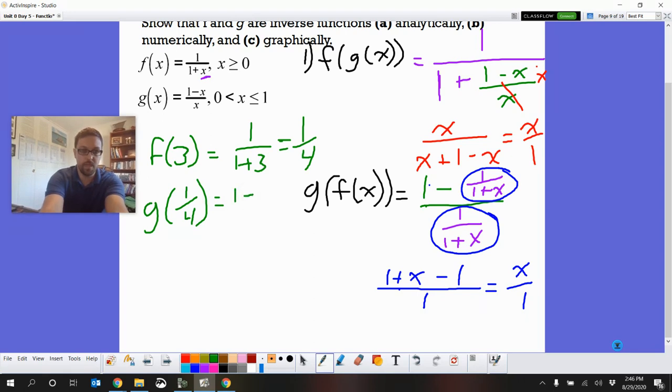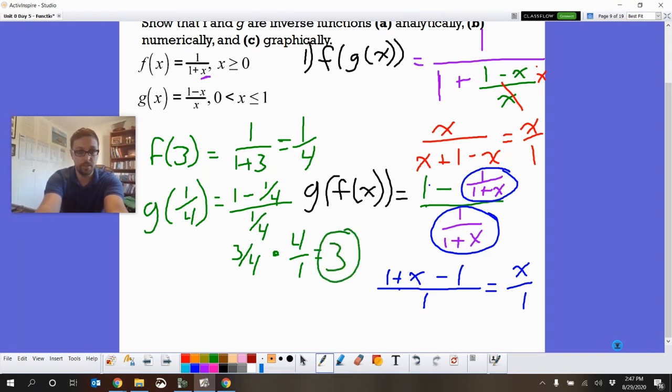So I get 1 minus a quarter over a quarter. So that's 3 quarters. And I'm going to multiply by the reciprocal, because dividing by a quarter is the same as multiplying by, keep flip change. That was a terrible sentence. So 3 quarters times 4 over 1. Hey, that's 3. Sweet. So since I was able to put in 3 and I got 1/4, and we put in 1/4 and we got out 3, that's doing that numerical check.